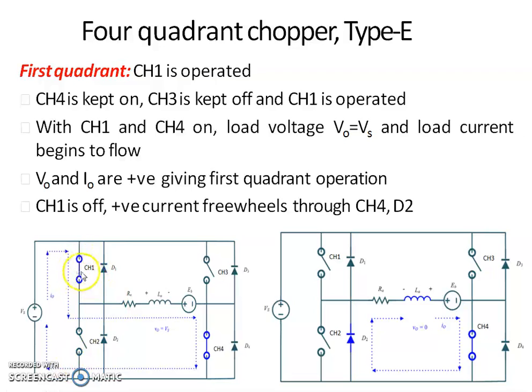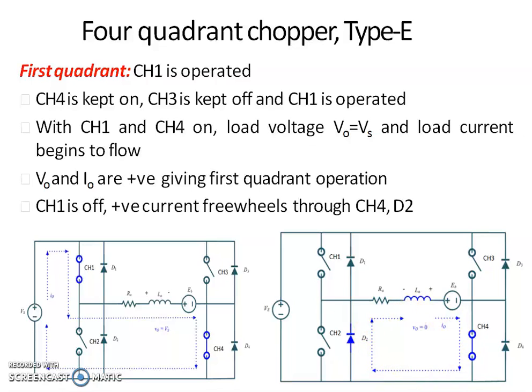Next, assume that CH1 is in off condition. When CH1 is off, then the positive current will freewheel through the diode D2 and CH4. Okay, this is the first quadrant operation.